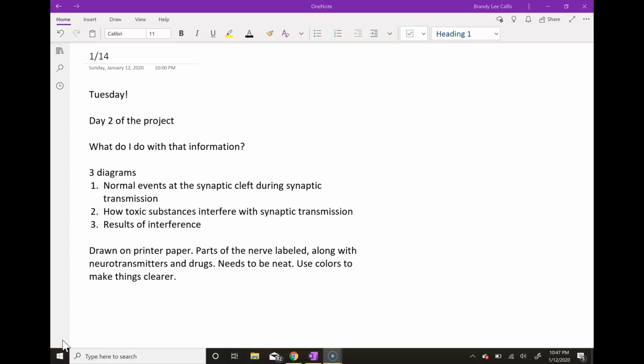It does need to be neat and clear so that I can actually understand what's going on, and so that someone who is not familiar with what is going on can at least get a picture of what you are trying to describe. If it makes things a little bit easier for you, I would use colors to make things clearer. Like I would label the neurotransmitters maybe in one color and then the drugs in a different color, maybe the end of the axon terminal versus the receptor sites, maybe all those in different colors so it's just a little bit easier to understand.